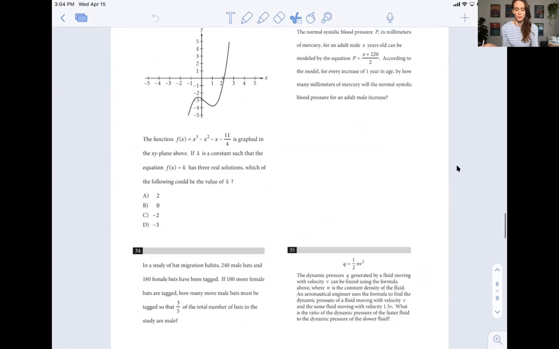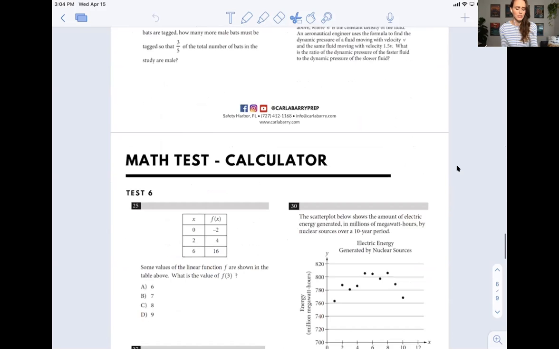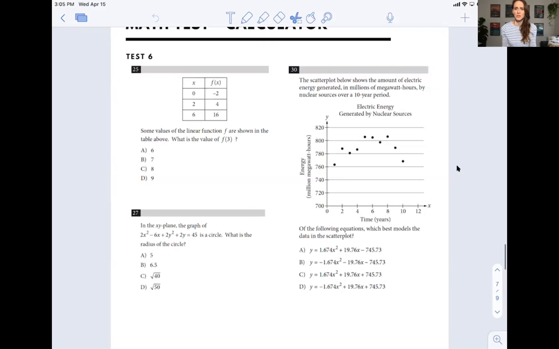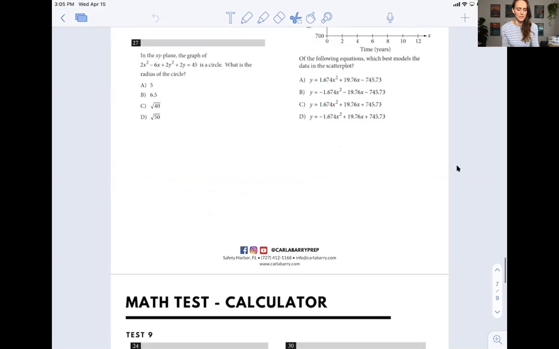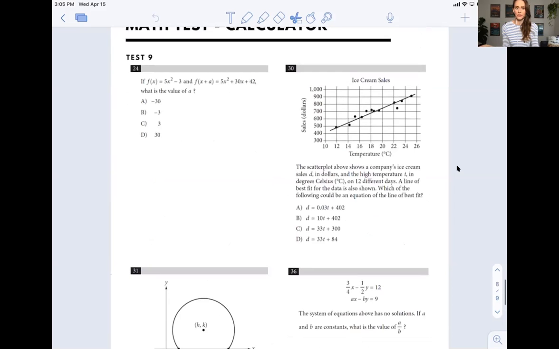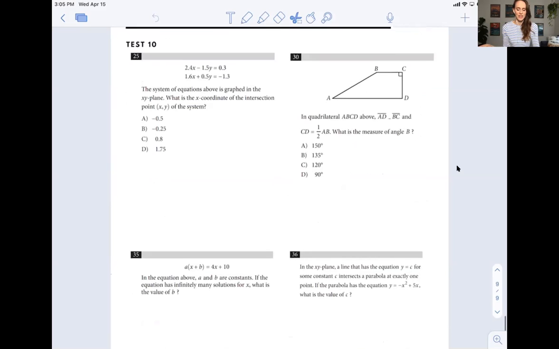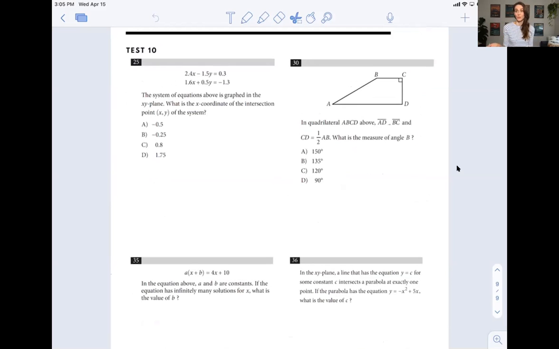This next page, we could use a calculator on one of these questions to make it easier. This next page, we could use a calculator just on one of these questions from practice test 6. On this page, we don't really need a calculator for any of these problems from test 9. And then for the test 10 questions, we could really benefit from knowing how to use our graphing calculator on a couple of these questions.